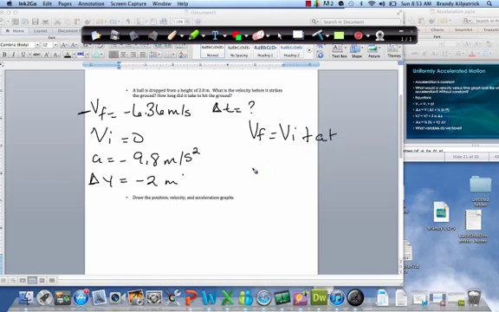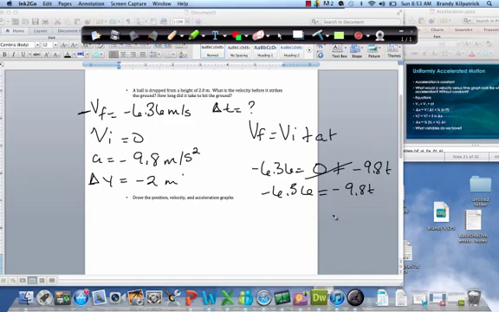So VF is negative 6.36 or 6.4 roughly. VI is 0 plus the acceleration, which is negative 9.8 times t. So let's go ahead and take the 0 out since it's not going to affect anything. Technically, the right way to solve this would be to subtract 0, but that's not going to impact the other side, so we just take it out.